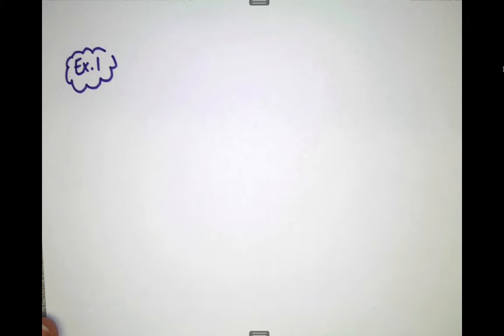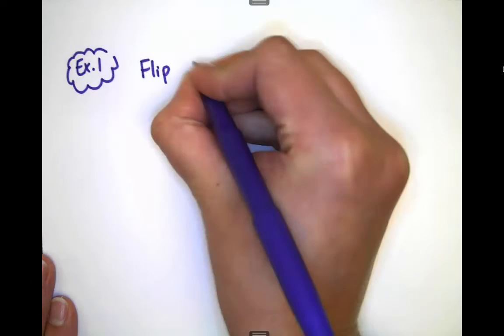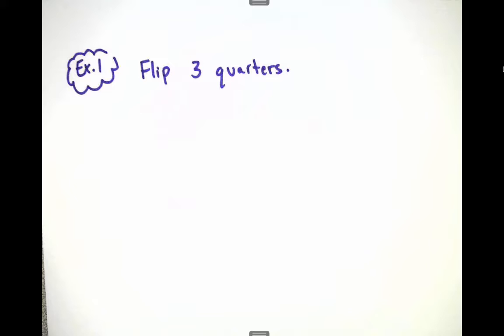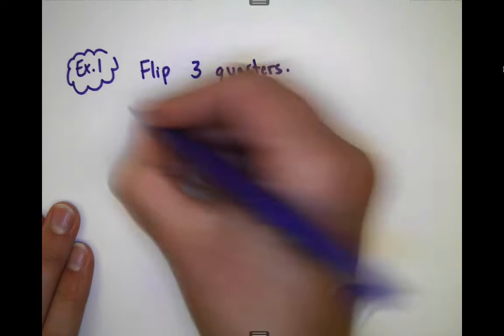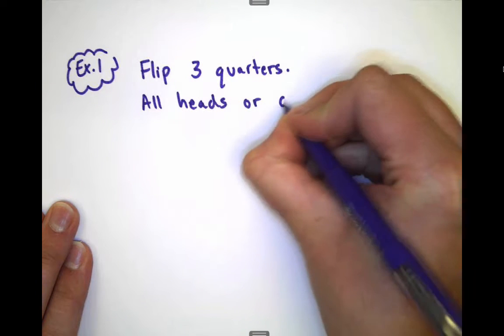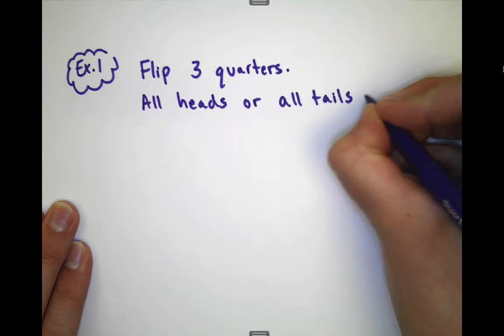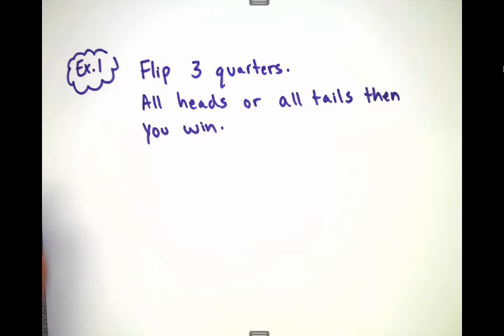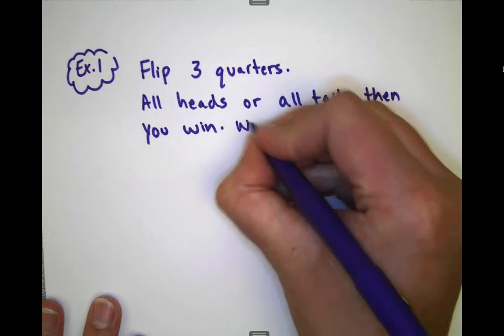So we're going to play a game where you're going to be flipping 3 quarters at the same time. If you can get all heads, you win the game, or if you can get all tails, then you win. So you and a friend are playing this game. It's lunchtime. You've decided to flip 3 quarters as many times as you want. If you get all heads or you get all tails, you win the game. What's your probability of winning?